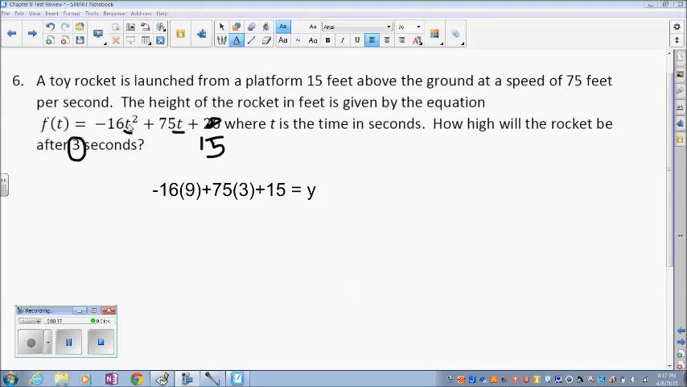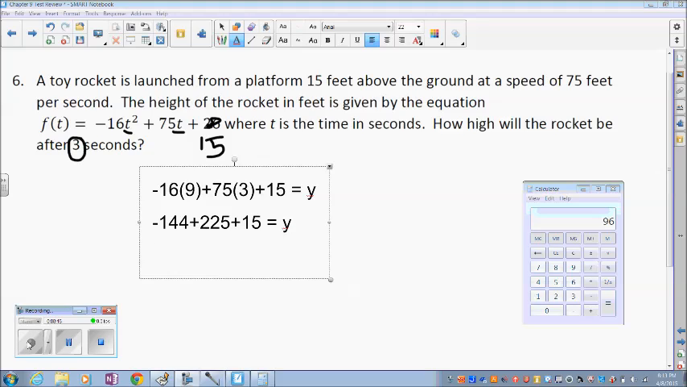Okay, and I went ahead and plugged it in. 3 squared is 9, so I went ahead and put 9 where the T squared is. And now we're going to simplify a little bit. Negative 16 times 9 is negative 144. 75 times 3 is 225. And then we still have the 15 we just brought down.